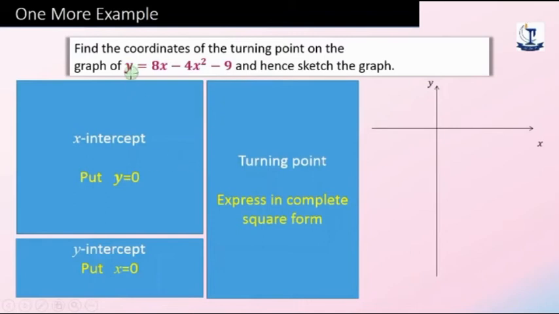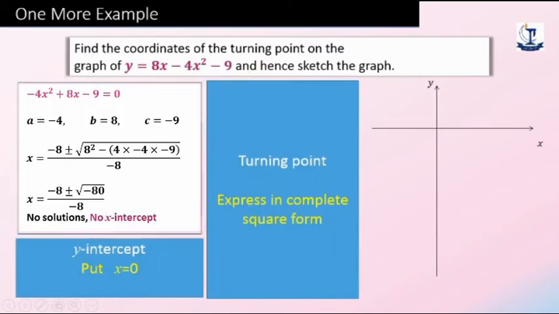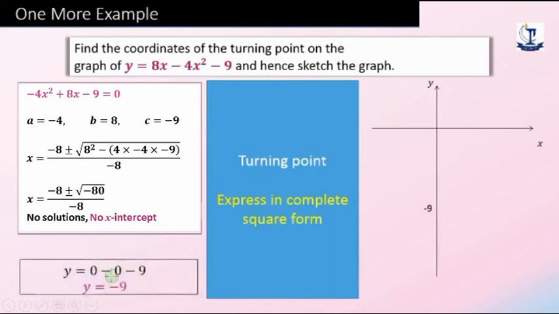Now we have to sketch y is equal to 8x minus 4x square minus 9. To find its x-intercept, put y is equal to 0. We see that the equation has no real values of x. It means there is no x-intercept. For y-intercept, put x is equal to 0. Here we have y is equal to minus 9. Mark this point on the y-axis.